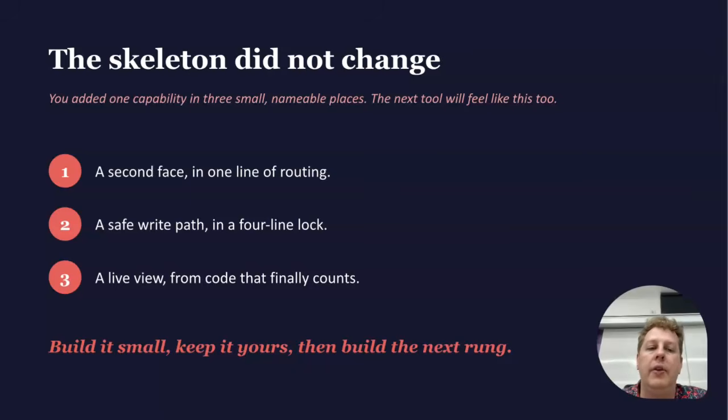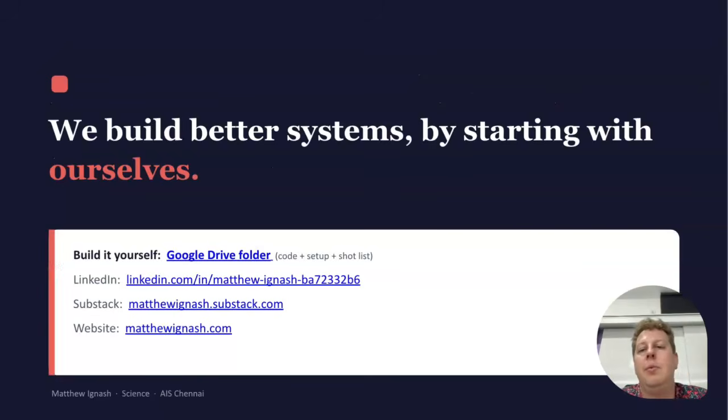So what is this adding compared to the first in-service here is that it's still using a Google Sheet. It's still using a single Google Apps Script, but now we have two different HTML files, and we are allowing multiple writings to the spreadsheet at one point, and you have a live view that you're working with. So my advice is always build it small, keep it yours, then build the next step. And we build better systems by starting with ourselves.